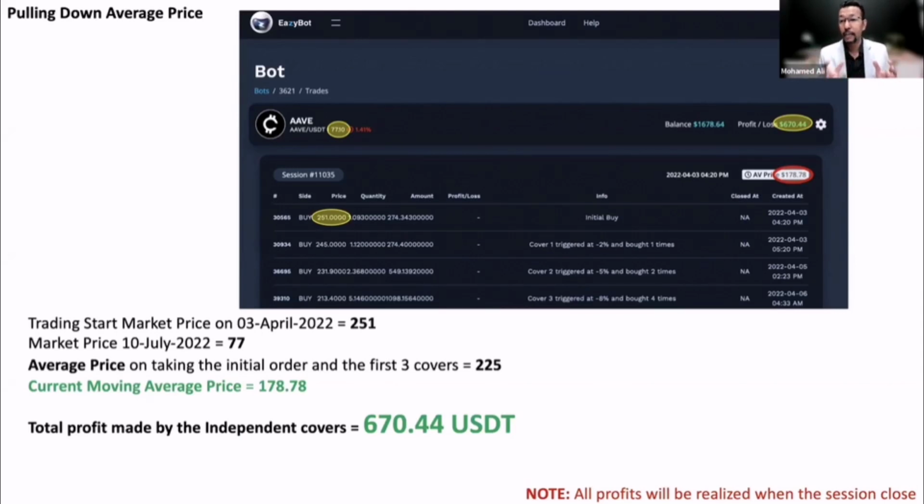Just an important note, as you can see down, you can realize the whole profit once the whole cycle is closed, and we're helping the cycle to close faster by using that 50% of the profit to bring the average price down and close the whole cycle.